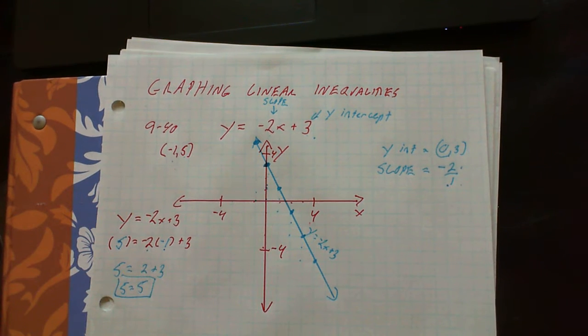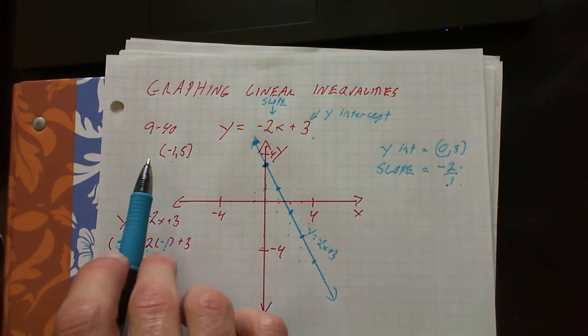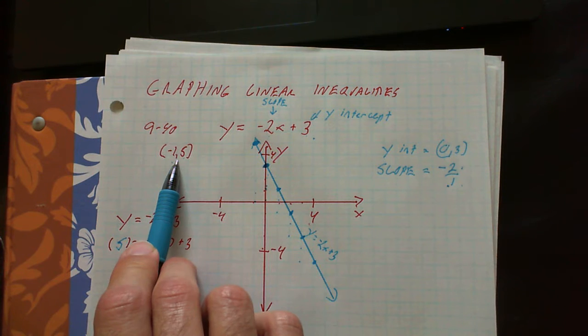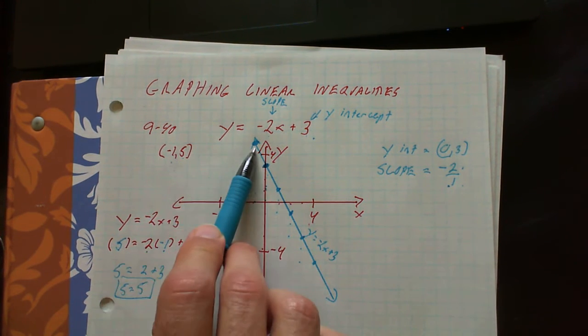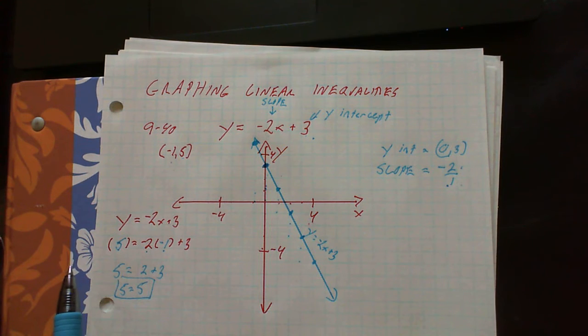Okay? So now this is going to help us with the inequalities, right? Because 5 equals 5. Basically what it's saying is, is this point on the line? Is it part of our solution? Is it on the line? Yes, it's on the line. But let's graph an inequality here, okay?